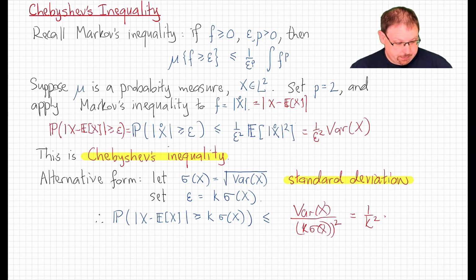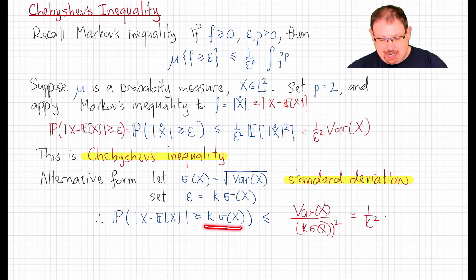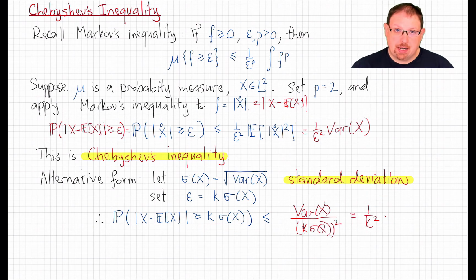k squared. And so what this says is that the probability that x deviates from its expected value by at least k standard deviations decays at least as fast as 1 over k squared. That doesn't tell us much if k is less than 1, but already with k equal to 2, it says that a random variable being at least 2 standard deviations away from its mean has probability less than or equal to 1/4. Now, that's a worst case scenario.